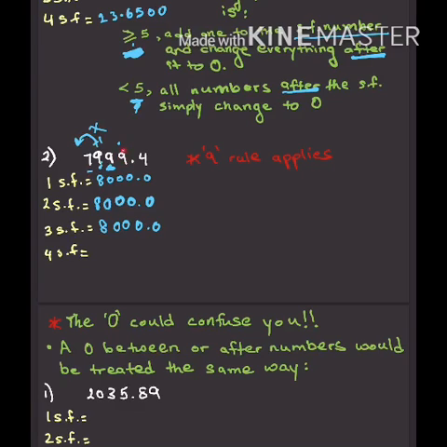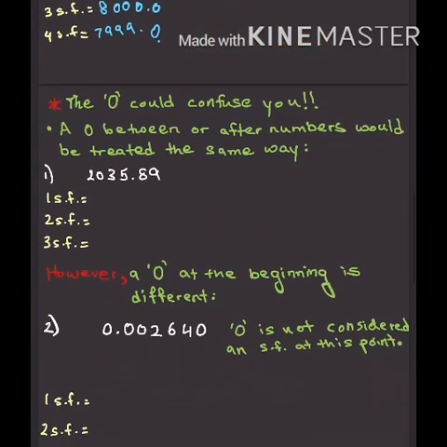For 4 SF, 1, 2, 3, 4, we're looking at this 9 this time. The number after it is finally less than 5. So we're going to be looking at this condition. So all the numbers after the SF simply change to 0 without any addition. So everything stays the same, 99.0. This is the SF, so everything after it, that is just this 4, changed to 0. So that is our answer, 7999.0. The 9 and everything before the SF never changes, apart from if the 9 returns a 0. That was quite easy, I guess.